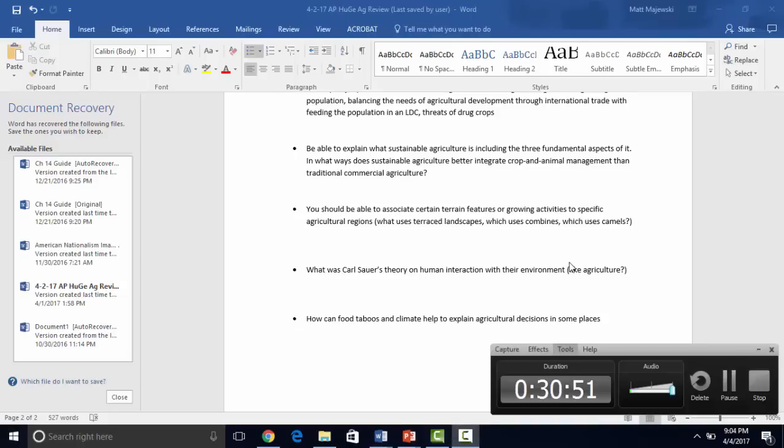All right. Be able to explain what sustainable agriculture is, including the three fundamental aspects of it. Okay, so sustainable agriculture is a new type of agriculture. Organic farming is the most well-known variety of it. It's based on trying to better manage agriculture in MDCs. What is it based on?